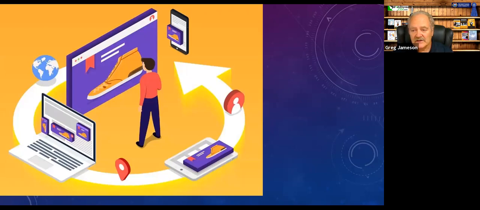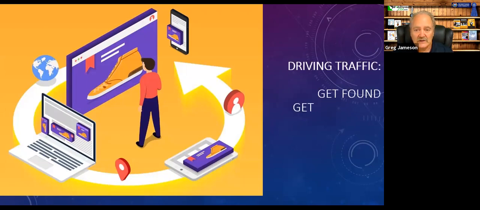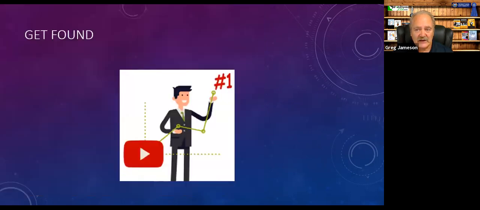So the companies that have websites that are successful basically have three things in common in terms of generating traffic. First, they get found, then they get clicked on, and then they get repeat visitors. So let's talk about how you get your website found in the first place.